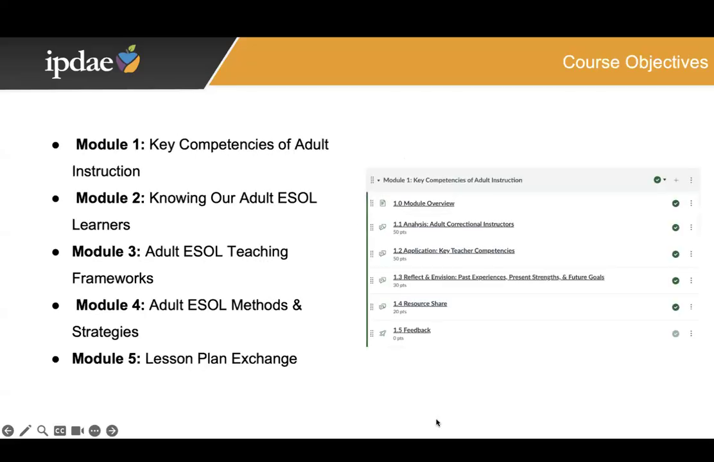Okay, and so we see here we have our 5 modules. Module 1 are key competencies of adult instruction. Module 2, knowing our adult ESOL learners. Module 3, adult ESOL teaching frameworks. Module 4, adult ESOL methods and strategies. And module 5, lesson plan exchange.